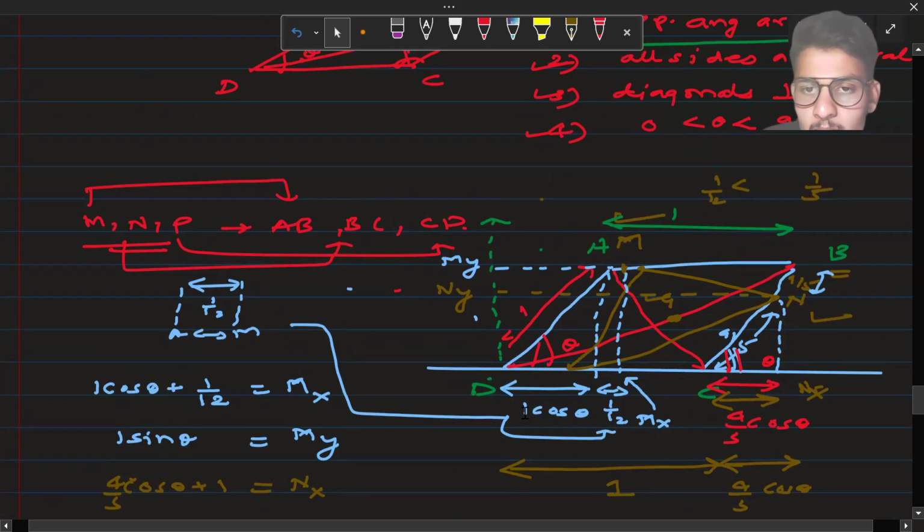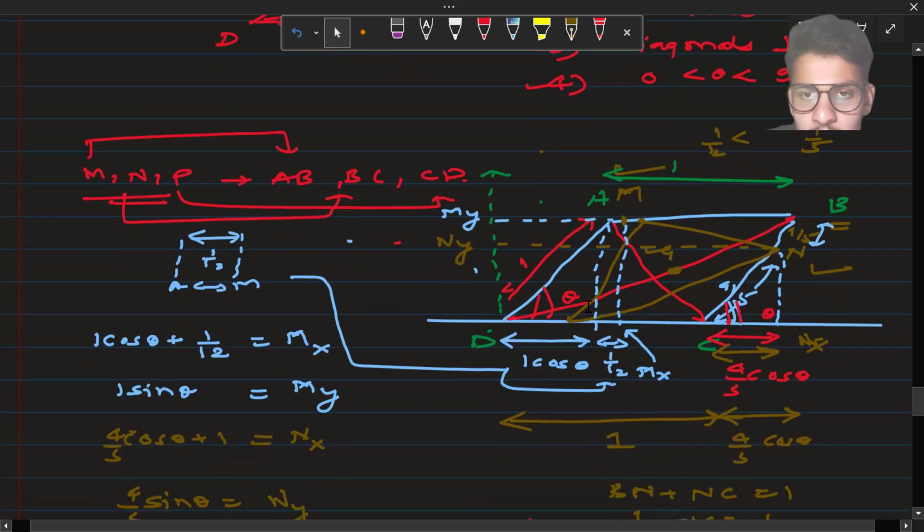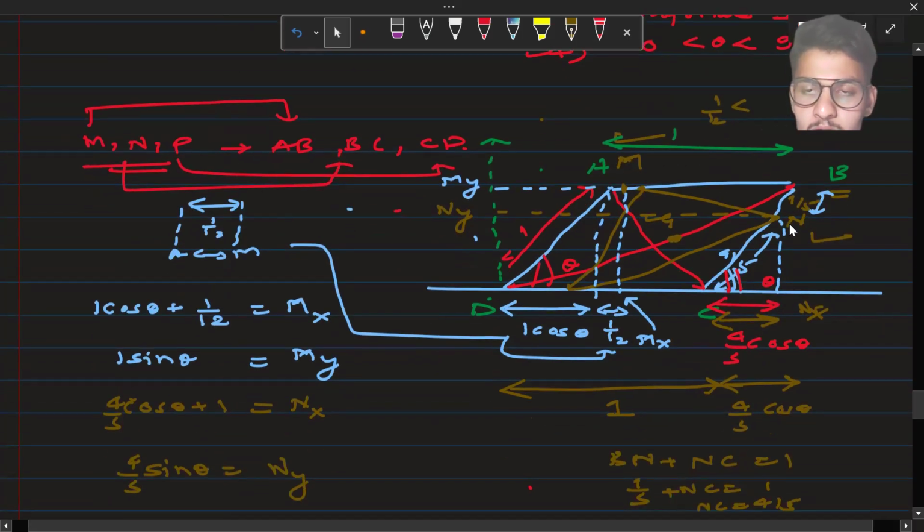So I have used that property. Adding 1/12 to 1 cos theta, treating theta as this angle, 1 cos theta will give us the projection on the x-axis, plus adding 1/12. That will give us the x coordinate of M, and the y coordinate of M will become 1 sin theta. Now in a similar manner, I have also calculated the N coordinates, because M and P centroid is given. So M and P coordinates are important.